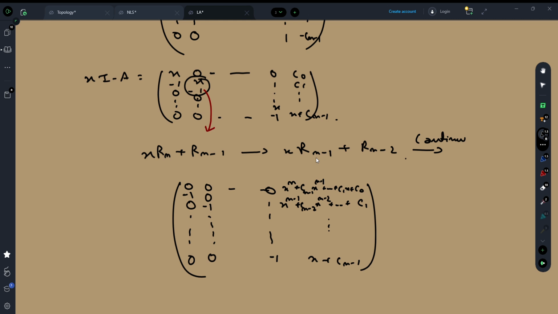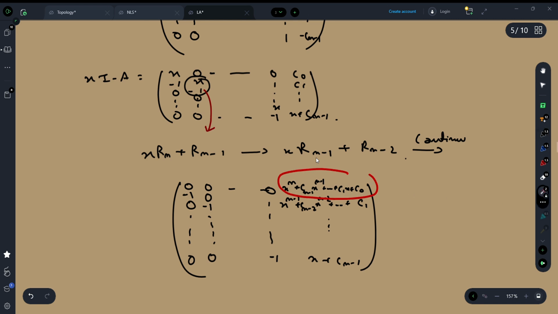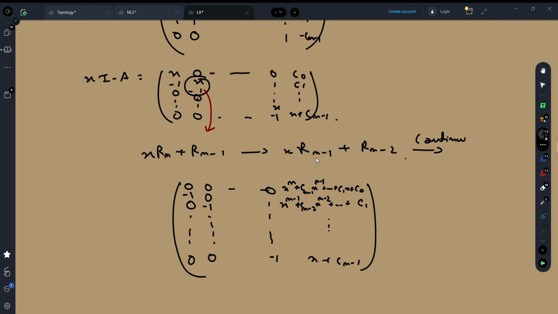In the second last column, we have minus 1. So these are the columns. I thought I misspelled it to be row. So, got it? The determinant of this is the same. Also observe that this is nothing but the polynomial we started with, right? Okay.